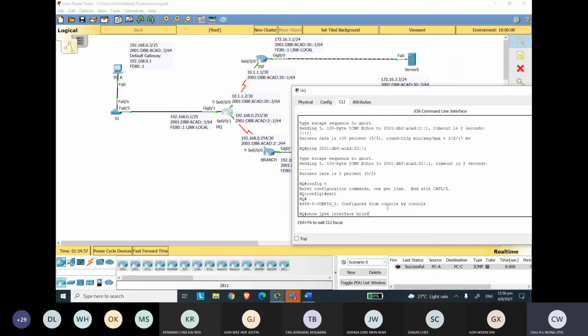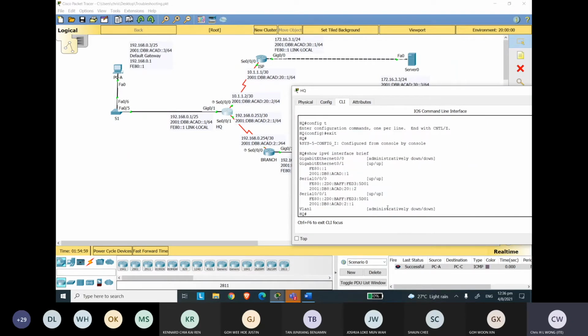So I want you to show IPv6 interface brief. Just check. Sean, can you see that it's ACAT 21 now? Can you check this? Is it correct? Hold on. Check. Yeah, you make sure you are correct.